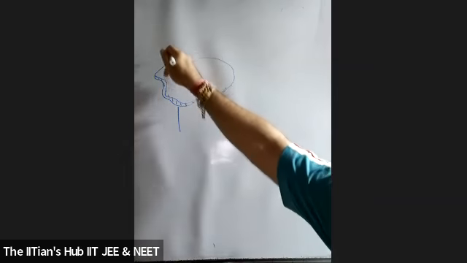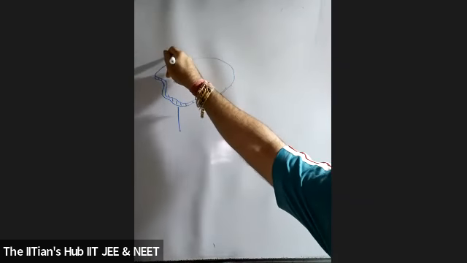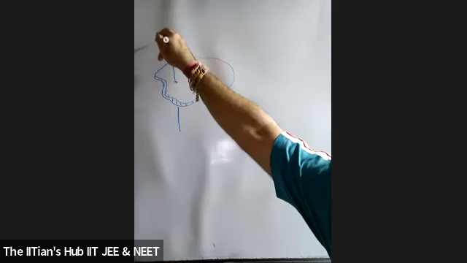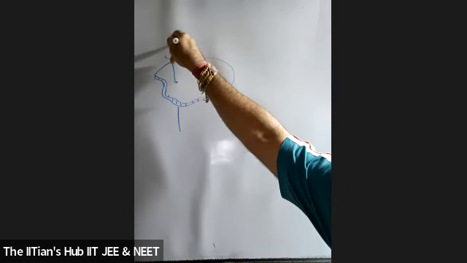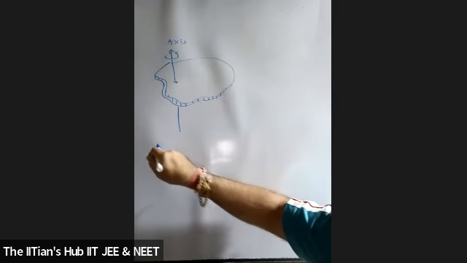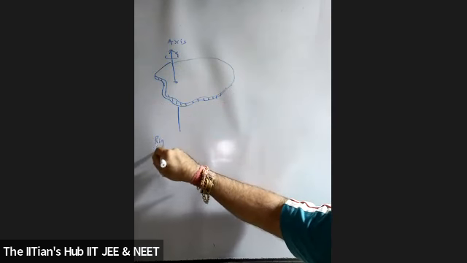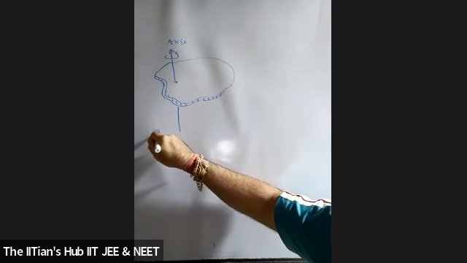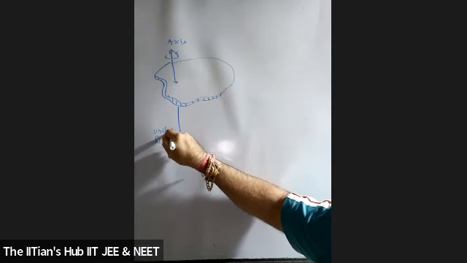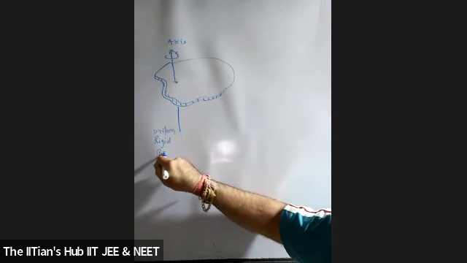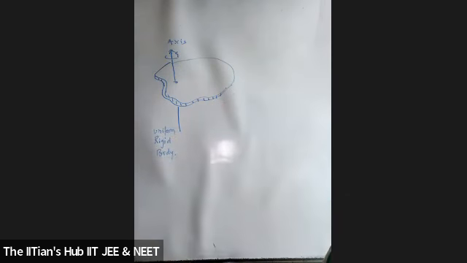So let us consider this as the axis of rotation. Okay, this is the axis of rotation of a uniform rigid body. Students, it's not a symmetrical body. It's asymmetrical, but it's uniform. Mass is uniformly distributed, students.